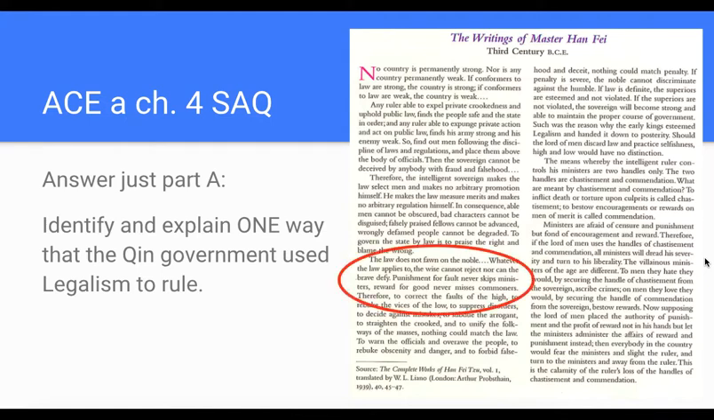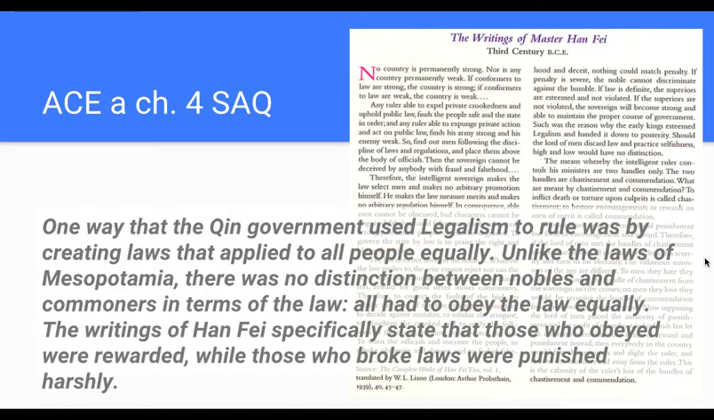So in particular, I noticed this phrase, "The law does not fawn on the noble. Whatever the law applies to, the wise cannot reject, nor can the brave defy. Punishment for fault never skips ministers, reward for good never misses commoners." To me, those two sentences give me the basis of what I hope is a really strong answer to this SAQ. So here's my answer.